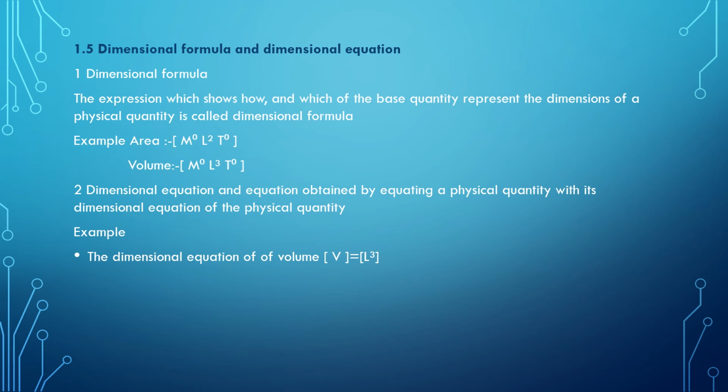Now let us understand the dimensional equation. A dimensional equation is formed by equating a physical quantity with its dimensional formula. In simple words, we write the physical quantity on one side and its dimension on the other side. For example, volume V is equal to what? You can write it as L to the power 3, or speed, that is u, and force, that is F. So the dimensional formula shows the representation using base quantities and the dimensional equation shows the equality between the quantities and their dimensions.